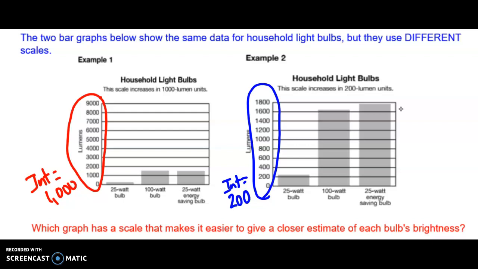And then here's my question. Okay, and I'm going to ask you to think about it, and then I'm going to give you the correct answer. So it says, which graph has a scale that makes it easier to give a closer estimate of each bulb's brightness? So these bulbs are being measured in lumens. Okay, I don't know a lot about light bulbs, but I know it has something to do with watts and lumens. So when I look at example 1 compared to example 2, which graph has the better scale that makes it easier for me to figure out how many lumens the different types of light bulbs have? So I'm going to let you think about it.